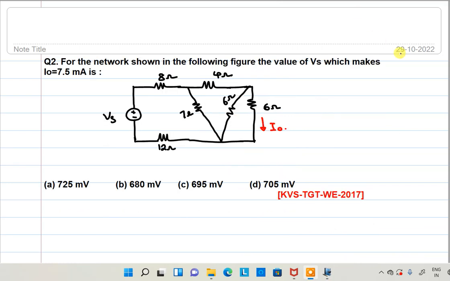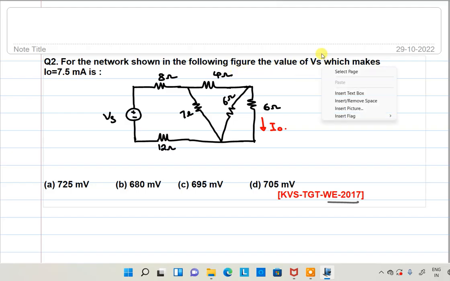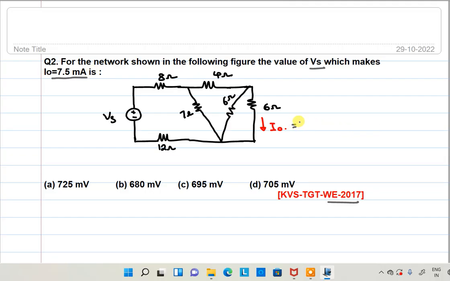Okay. Next we are moving to the second question. That is a question from the 2017 question paper. Here, for the network shown in the figure, the value of Vs which makes I naught equal to 7.5 milliamperes. So I naught value is 7.5 milliamperes. Once this is the current and this is the resistance, you will get this voltage, right? What is voltage? V is equal to IR, 6 into 7.5.